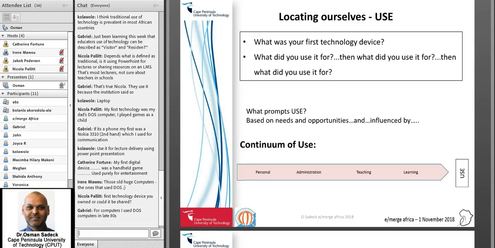The question over here is first technology you owned or it could be shared. I would say the one that you owned first. We're getting a sense of the type of devices that we've had, and I see a lot of them were what we used to call the big computers. There was a laptop, and we've got mobile phones or cell phones. Can you give me a sense of what you started using it for?